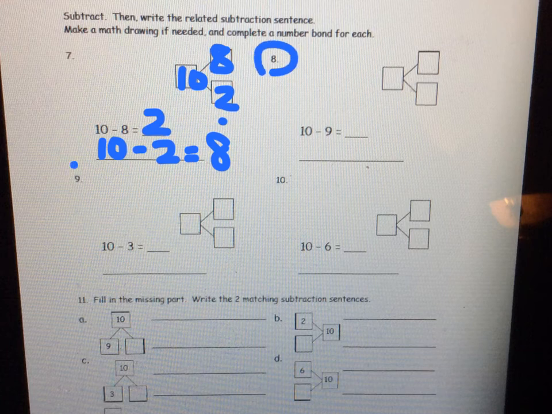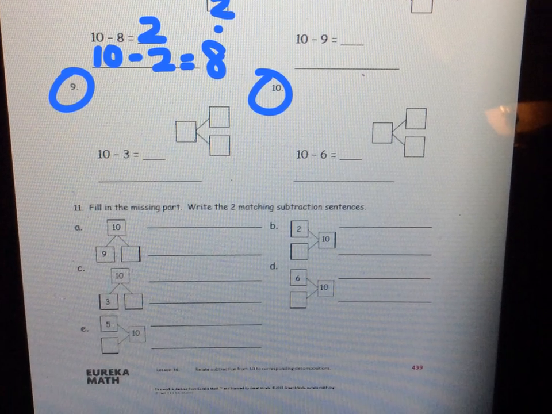Do numbers 8, 9, and 10 on your own. It's the same directions on the bottom, but this time they're not giving you the initial sentence. You have to figure out both sentences, which I know you can do on your own.